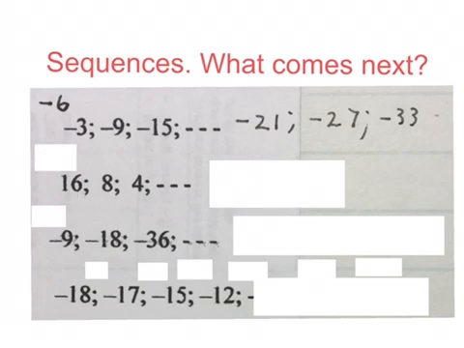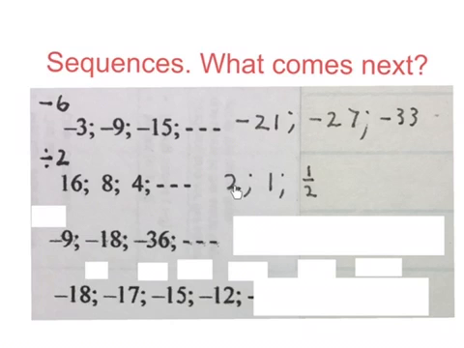The next pattern, we have a 16, then an 8, and then a 4. Let's see what happens in this pattern. We divide by 2. So 16 divided by 2 is 8. 8 divided by 2 is 4. 4 divided by 2 is 2. 2 divided by 2 is 1. And then 1 divided by 2 is a half. Don't get a fright because they're suddenly fractions.